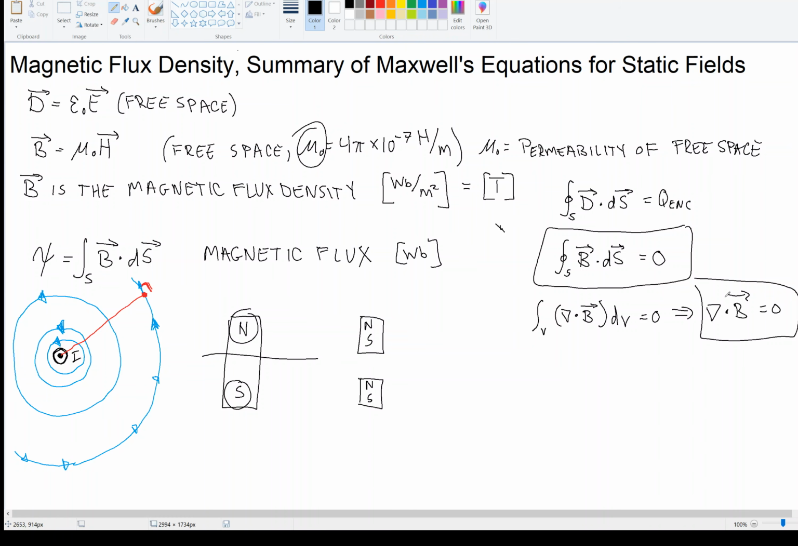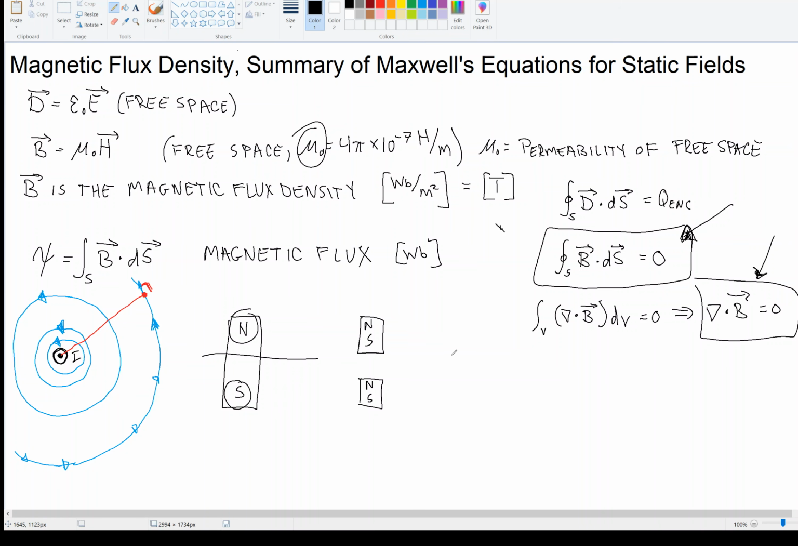So both of these equations say the same thing, right? Just as Gauss's law had an integral form and a point form, this Gauss's law for magnetism also has an integral form and a point form. They both say the same thing. This one makes sense more physically, and this one is easier to compute mathematically. And that together is our fourth and final Maxwell equation for static fields.